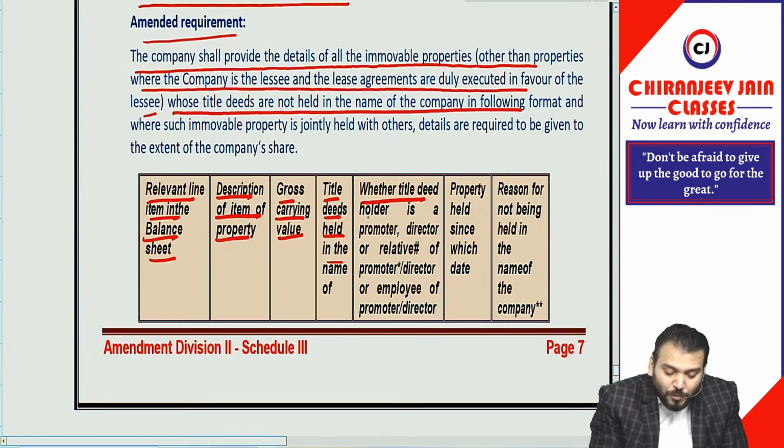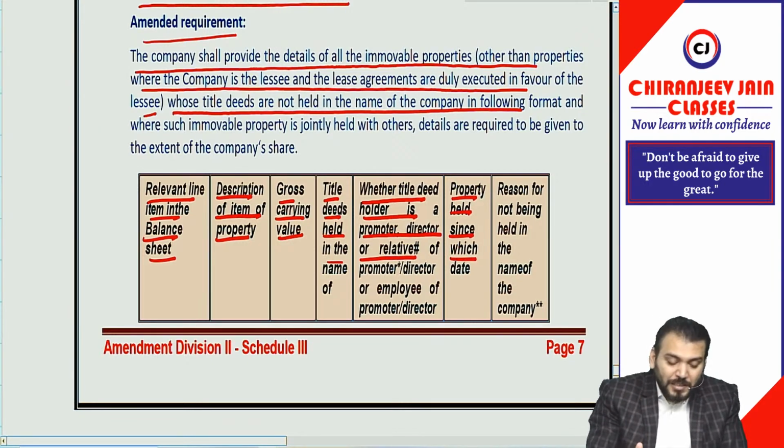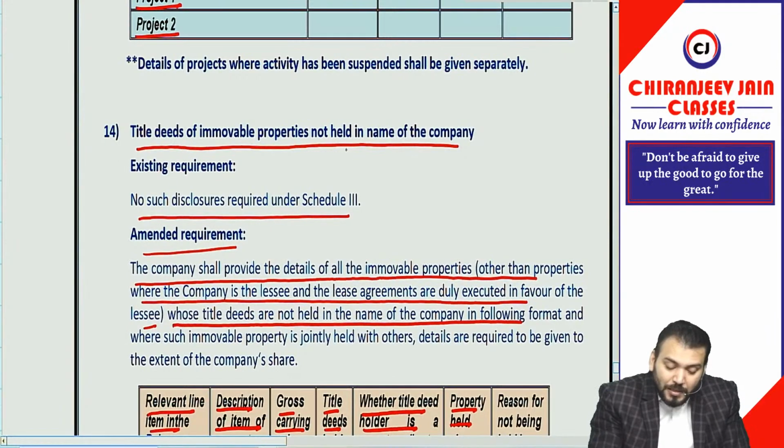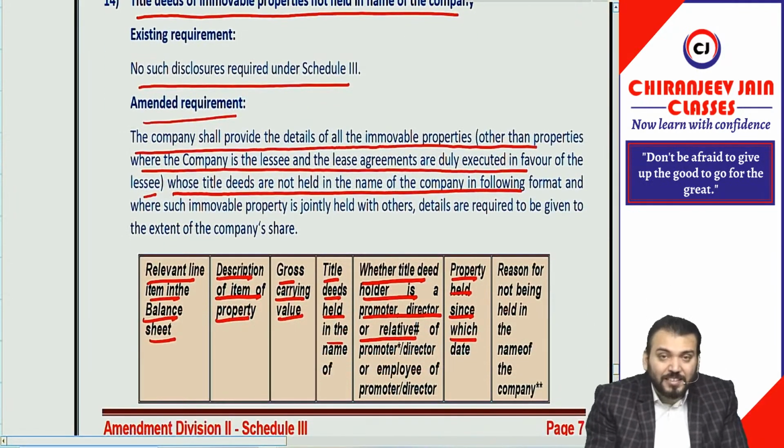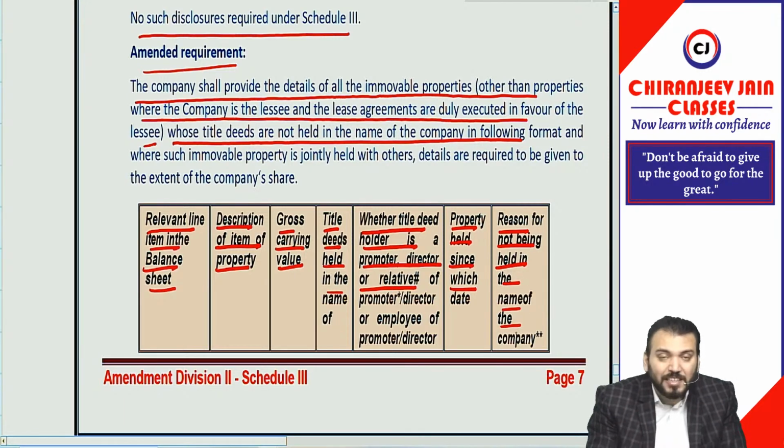Whether the title deed holder is a promoter, director, or any relative of promoter or director, or any employee of the promoter or director, that needs to be disclosed. Property held since which date: the property is held from which date, that we need to write down. Reason for not being held in the name of the company, the reason needs to be given.